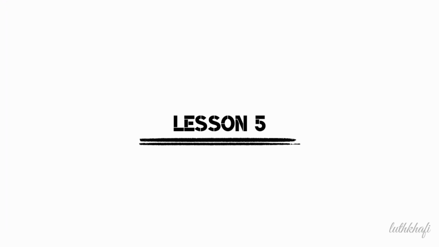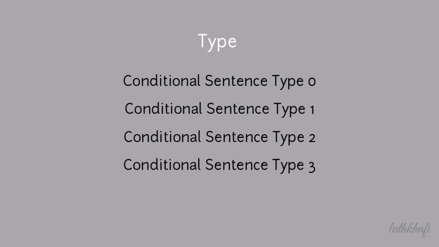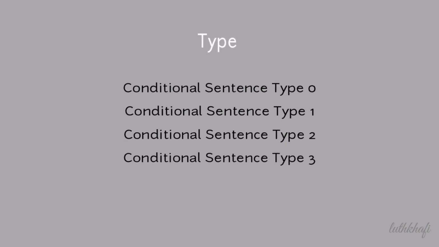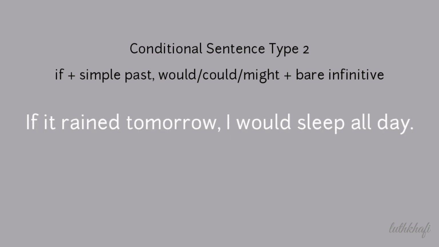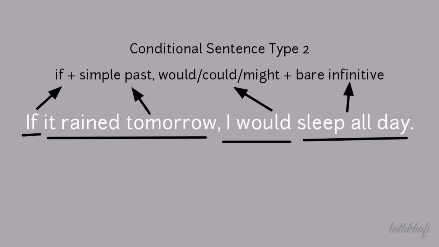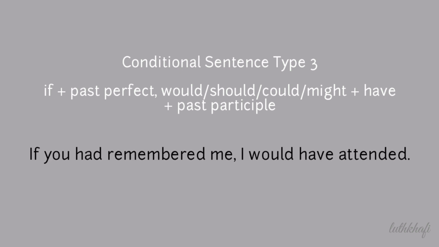Lesson 5. Conditional sentence. A complex sentence that is shaped by the subordinate conjunction if is known as a conditional, and finally with subordinate clauses. There are the types. This is a conditional sentence type 2 pattern with the examples. And this is a conditional sentence type 3 pattern and the example.